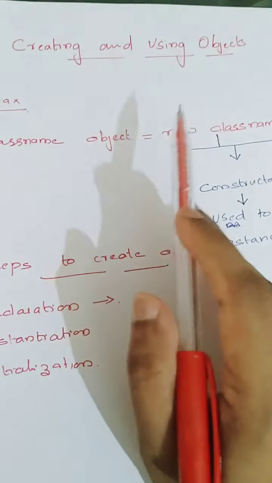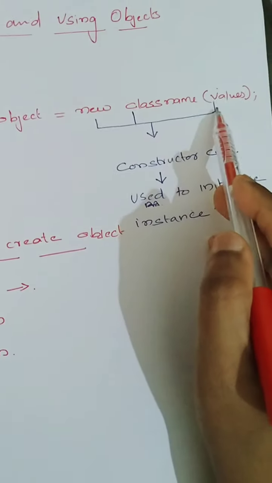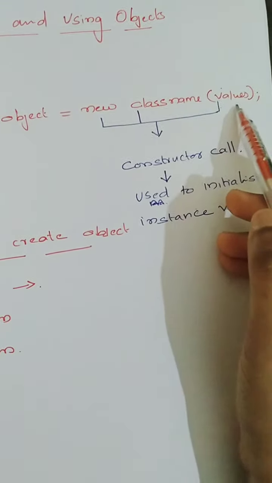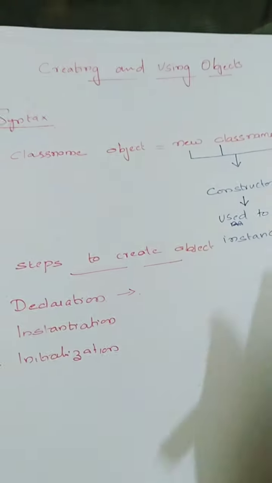First we will write the class name, then the object name is equal to the new operator and the class name, and suppose if it is having any values, we pass the values. Otherwise, leave it as empty parentheses. So this is the syntax for creating. So how will you write?